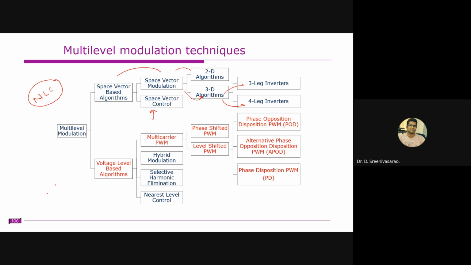Coming to the carrier-based approaches, like voltage-based algorithms, we have the multi-carrier PWM techniques, and another one is hybrid modulation, and selective harmonic elimination. As we discussed, there is nearest level control. This is used where the number of levels is extremely high, for example a 20, 25 level inverter or higher than a 50 level inverter. Sometimes in HVDC applications, we normally have 201 levels or even 400 levels. In such cases, we normally prefer the nearest level control algorithm.